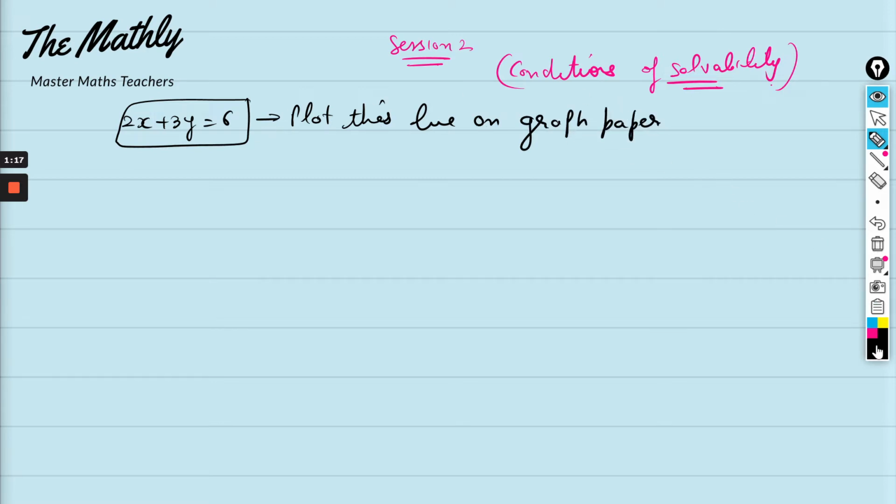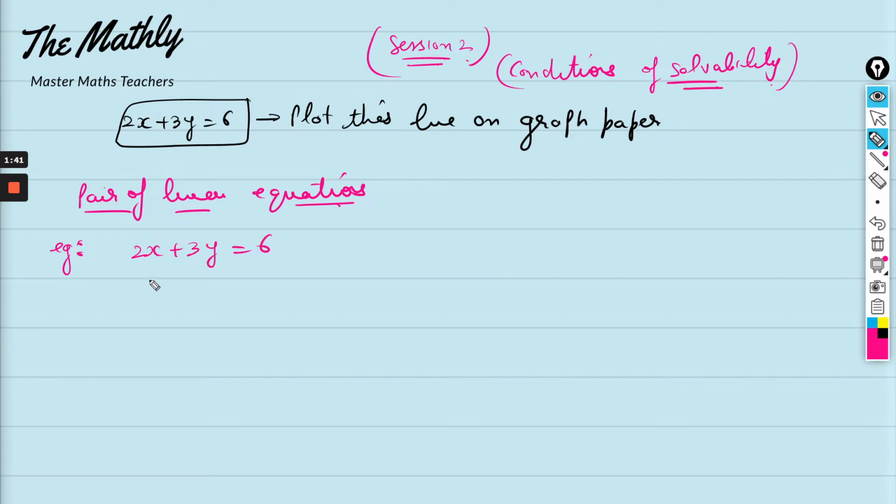Now, in this session, session number 2, we are going to discuss what if we are given a pair of linear equations. Let's take an example. Suppose we are given 2x plus 3y equals 6, and 2x minus 3y equals 6. Let's understand how we can solve them.